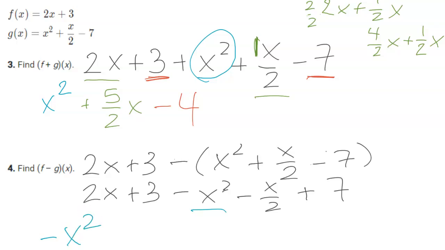When we look for our x terms, I have a positive 2x minus x over 2. So remember that is 2 take away 1/2. Okay? 2 take away a half would be 1.5. 1.5 as a fraction would be 3/2. And then on our constant terms, we have a positive 3 and a positive 7. 3 plus 7 is 10.